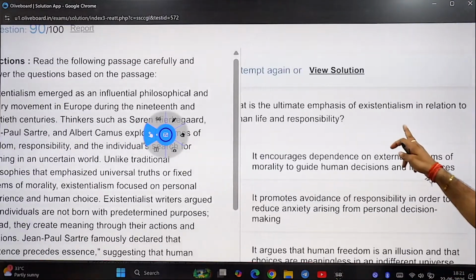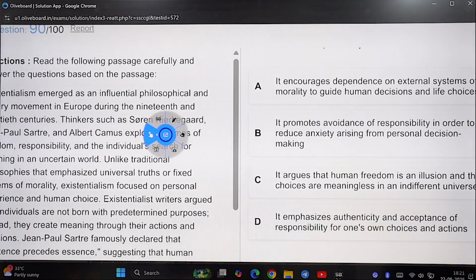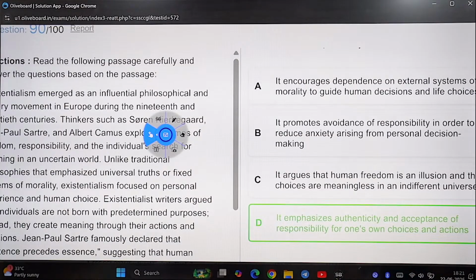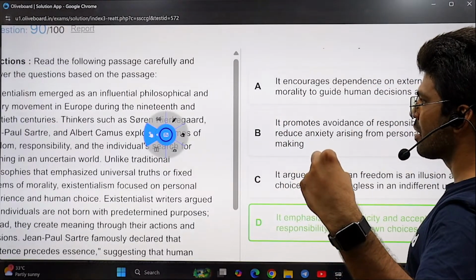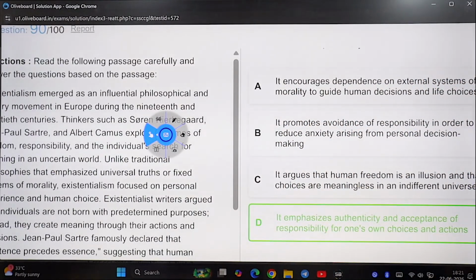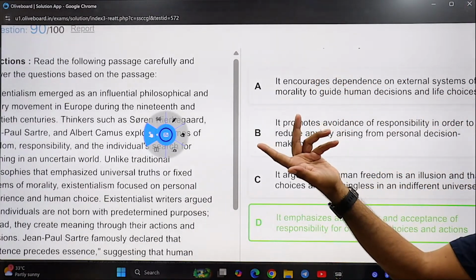So what's the emphasis in relation to life and responsibility? It doesn't encourage dependence, nor does it promote avoidance of responsibility. It argues human freedom is an illusion. Nonsense options. Encourages dependence? No, the passage says we define ourselves, not dependent on basic truth and all. Promotes avoidance of responsibility? The theme wasn't negative. Human freedom is an illusion? False, fake.